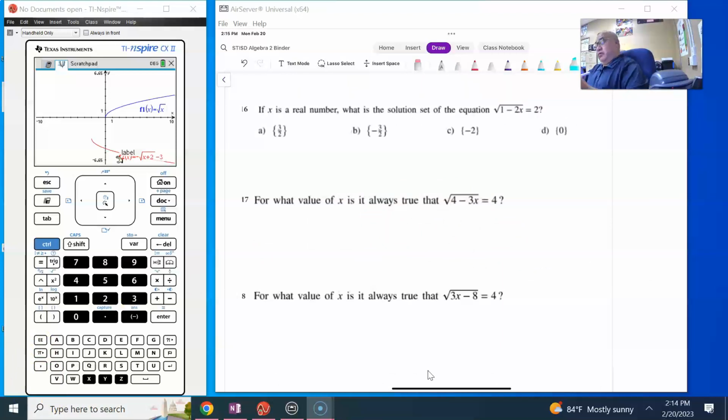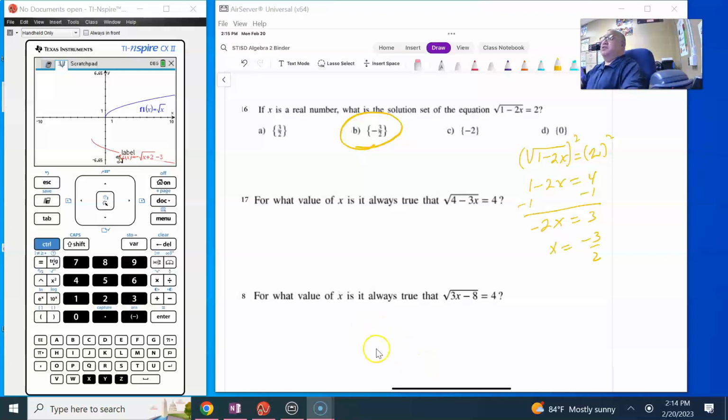16, what is the solution for this equation? We have the square root of 1 minus 2x equals 2. You square both sides. 1 minus 2x equals 4. Subtract 1, so negative 2x equals 3. So x equals negative 3 over 2. So the answer is B. And if you want to check, all you would have to do is substitute.